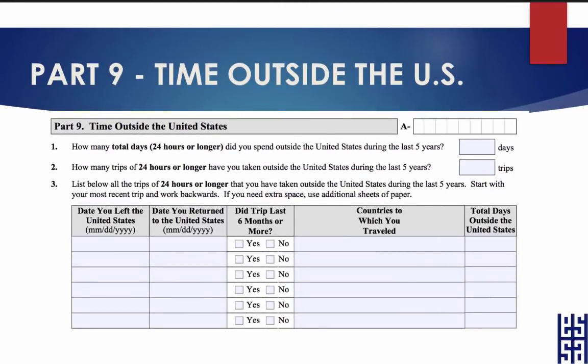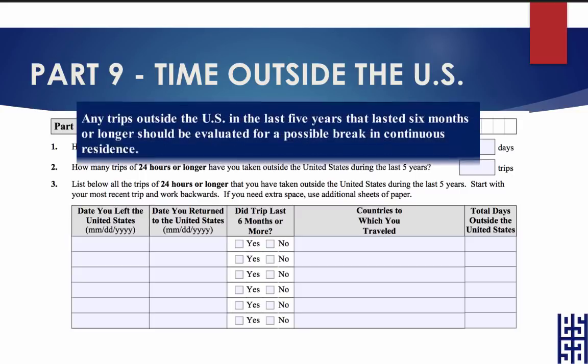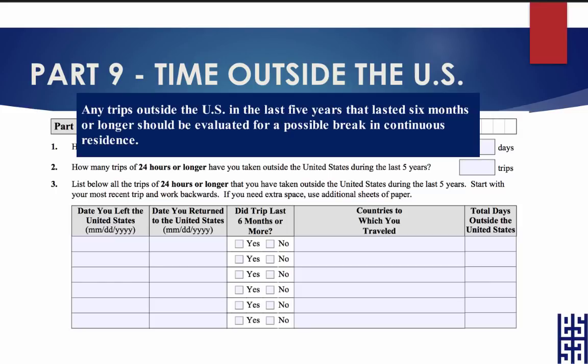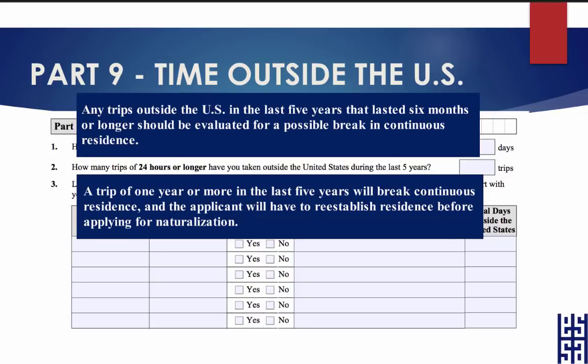Part 9, time outside the United States. Note that this includes time spent in Canada and Mexico. Here, USCIS is checking to be sure you meet the continuous residence and physical presence requirements. Any trips outside the U.S. in the last 5 years that lasted 6 months or longer should be evaluated for a possible break in continuous residence. Okay? A trip of 1 year or more in the last 5 years will break continuous residence, and you will need to reestablish residence before applying.